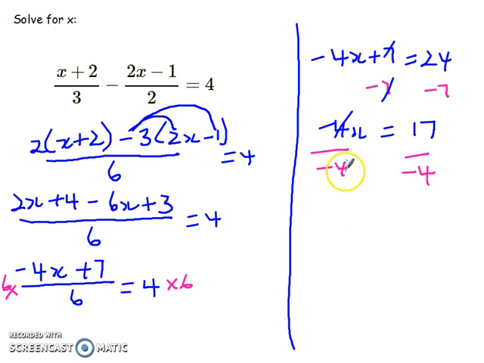Minus 4 divided by minus 4 is 1x, and I have 17 over minus 4 as my final answer, which you leave as a fraction. You don't need to write it as a decimal.